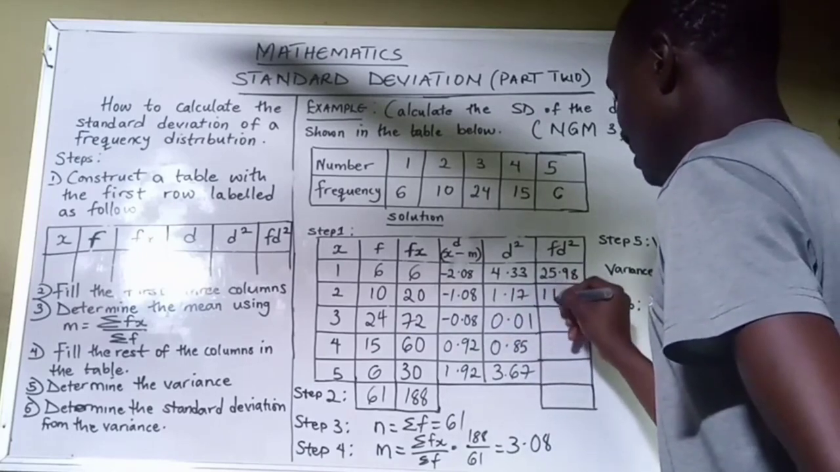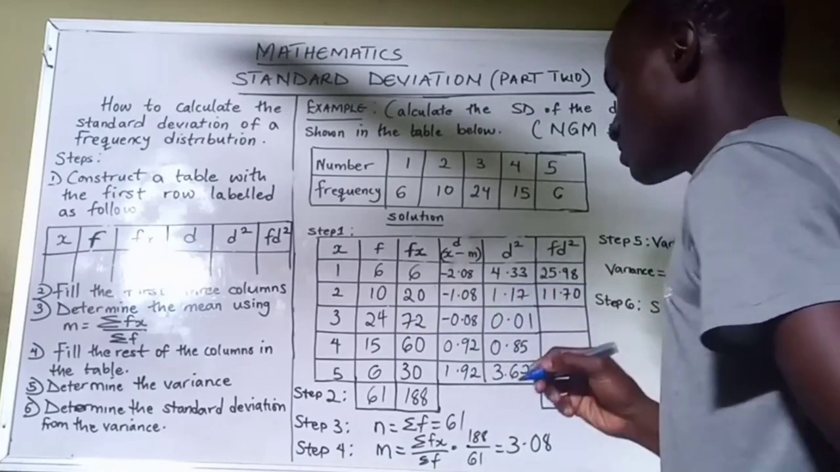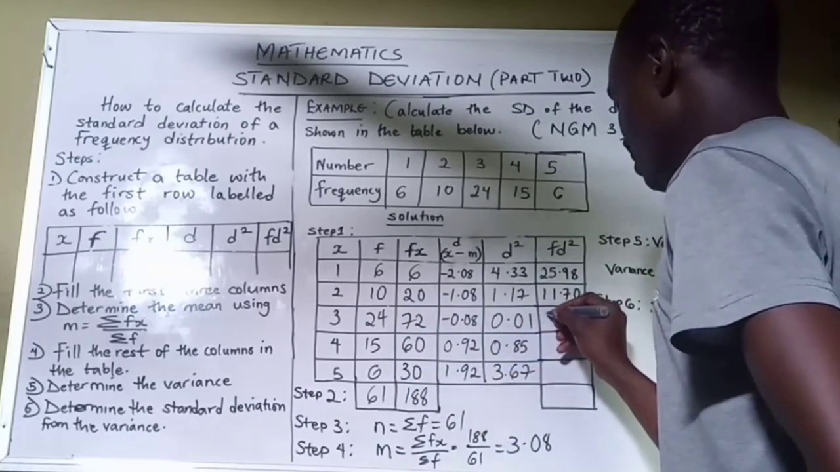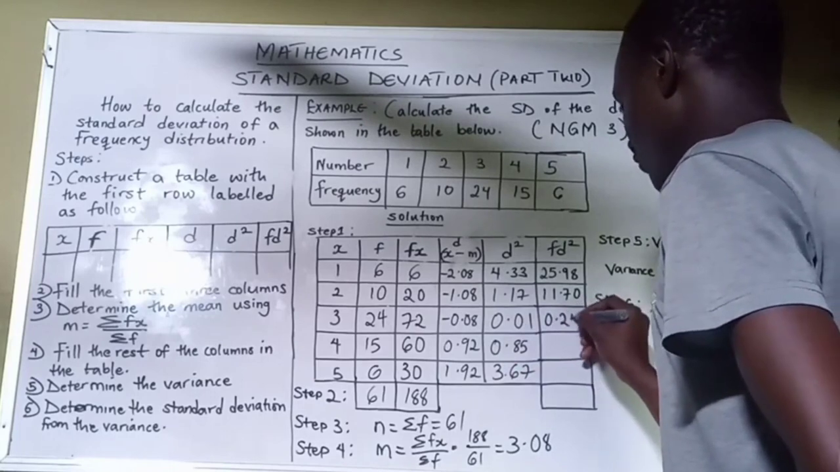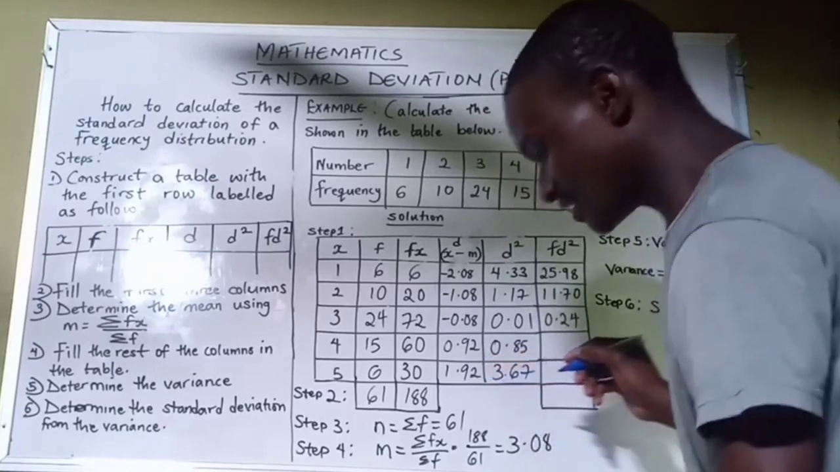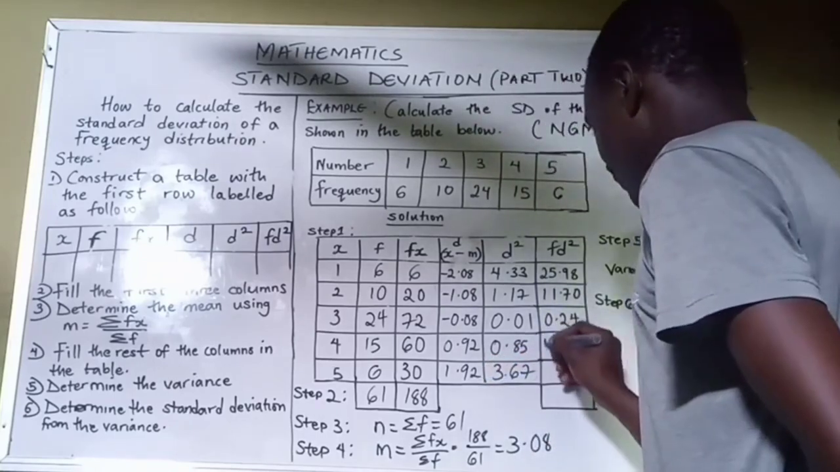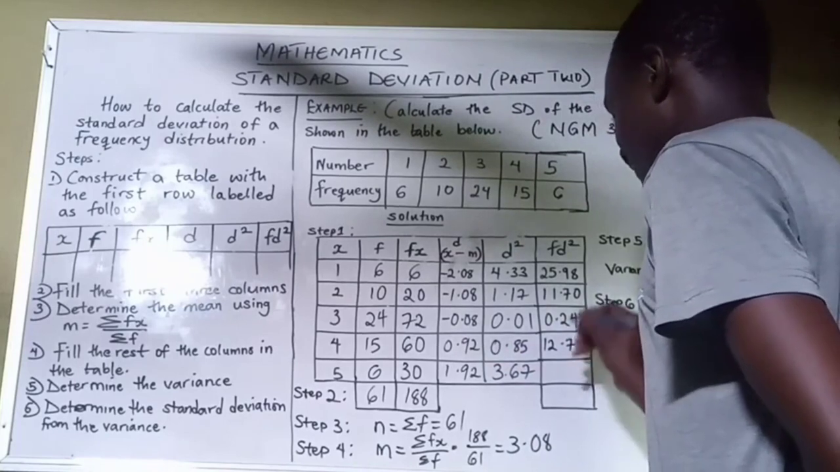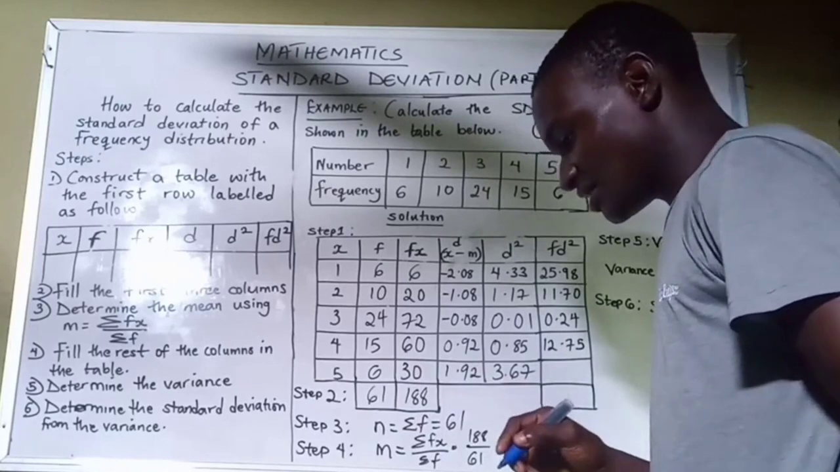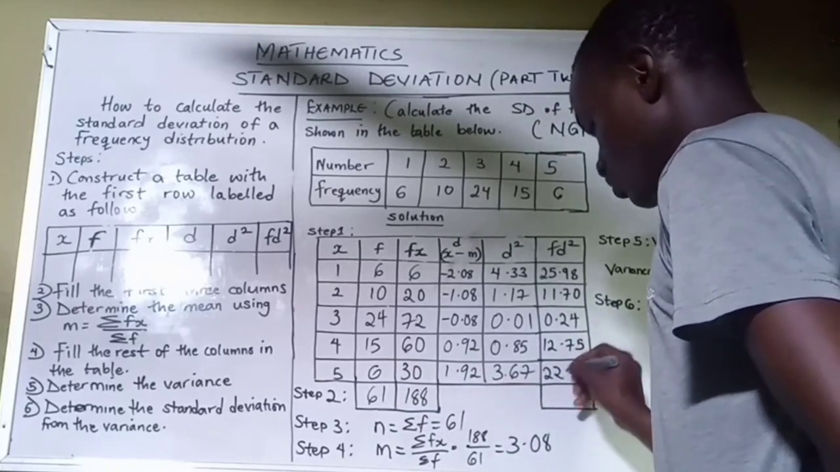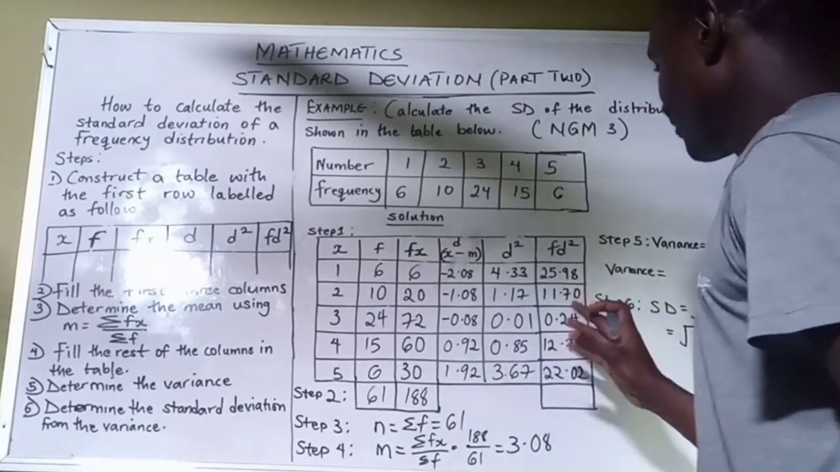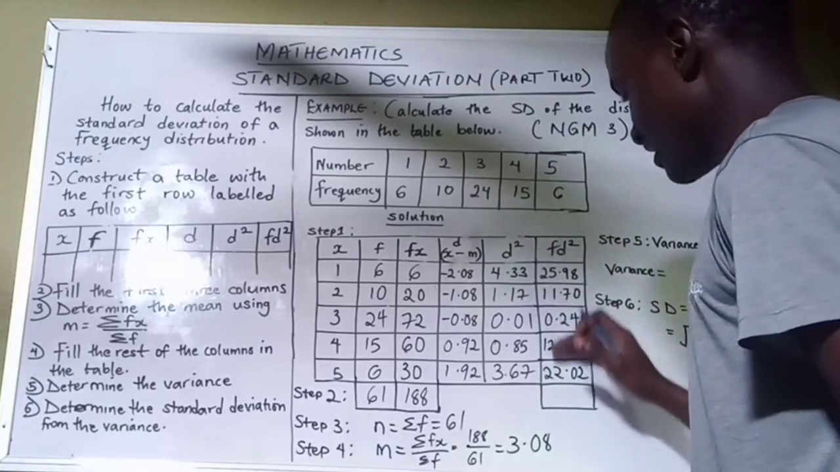What is 24 times 0.01? This gives us 0.24. What is 15 times 0.85? That gives us a total of 12.75. And the next one, what is 6 times 3.68? That gives us 22.02. This way, we've been able to compute the f d squared.